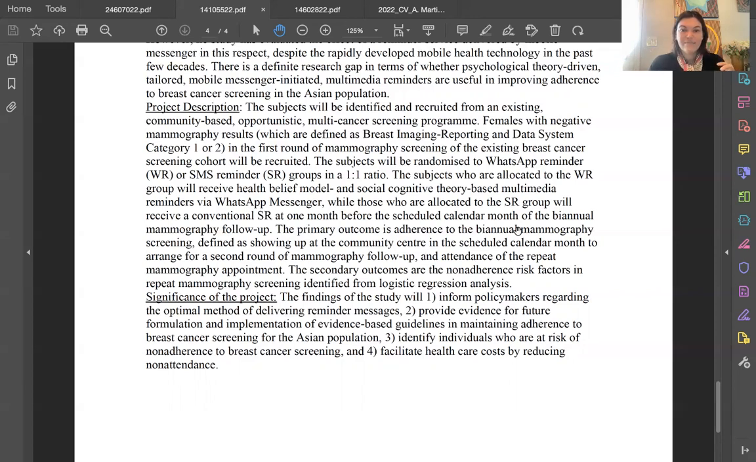That is the population. In the first round of mammography screening of the existing breast cancer screening cohort will be recruited. Wait, what? Let's try that again. They'll be identified from an existing cancer screening program. Females with no concerning results in the first round of this screening program are going to be asked to participate. Okay. Terribly written, but I understand.